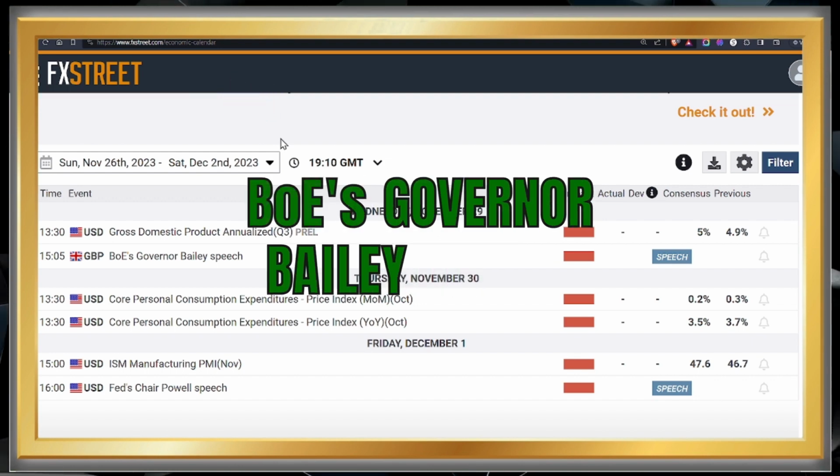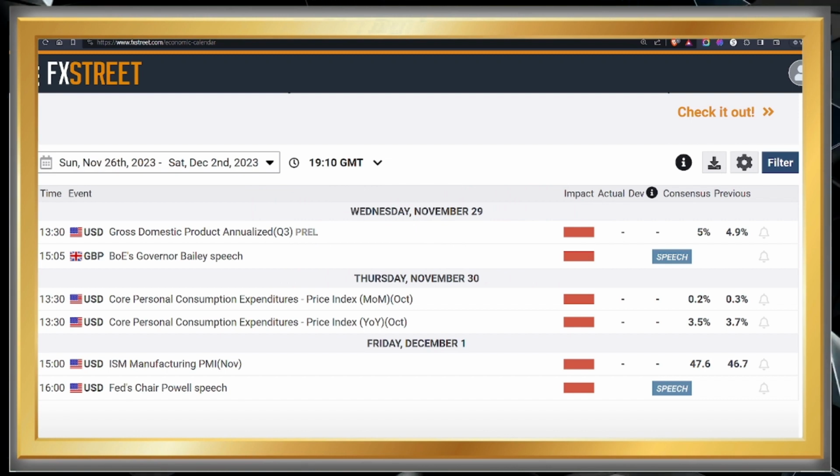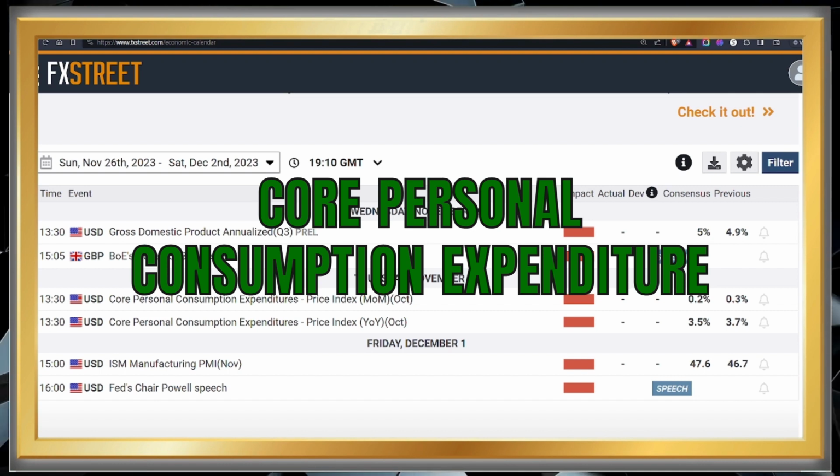On that same day, we're also going to be looking forward to the Bank of England's governor's speech, which of course will be giving us an insight into the monetary policy stance, economic outlook, and potential future policy actions within the United Kingdom economic docket. Then on Thursday, November 30th, we are looking forward to another high impactful event from the United States, and that is the core personal consumption expenditure.